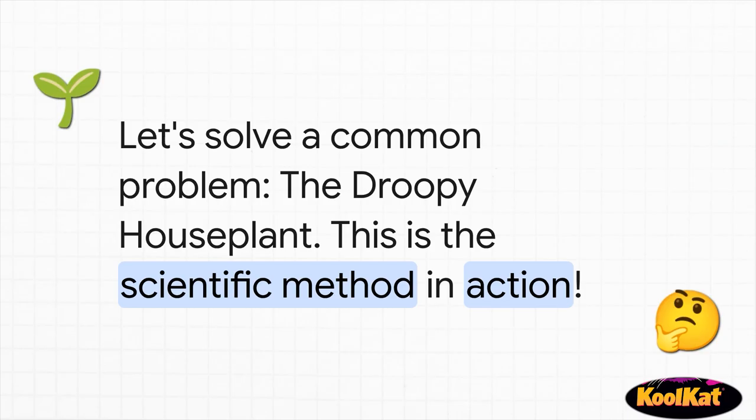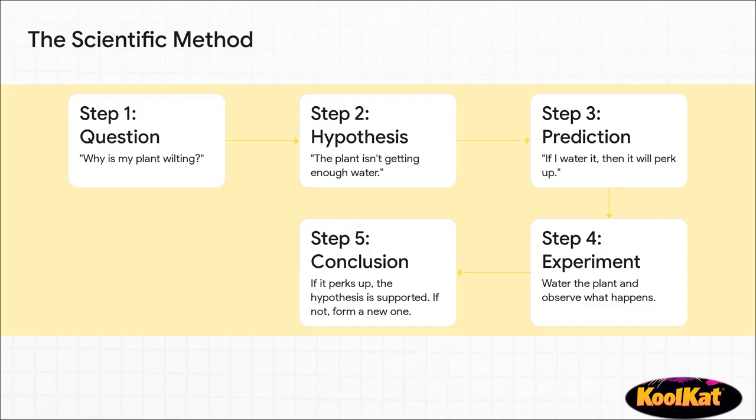The classic case of the droopy houseplant. Come on, we've all been there, right? You walk by and you see your favorite plant just looking sad and wilted, and that process you go through to figure out what's wrong, that is literally the scientific method in action. I mean, look at this. It breaks down our thought process perfectly.